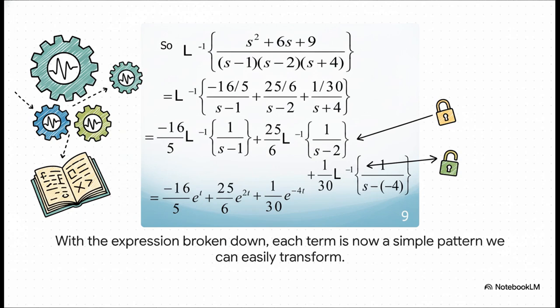And after all that work, look at this! This is the payoff. Our one impossible-looking transform has turned into 3 incredibly easy ones. Now all we have to do is find the inverse of these simple little terms. And guess what? Each one is a perfect match for that exponential pattern, e to the at, from our codebook. We did it! We cracked the toughest code.